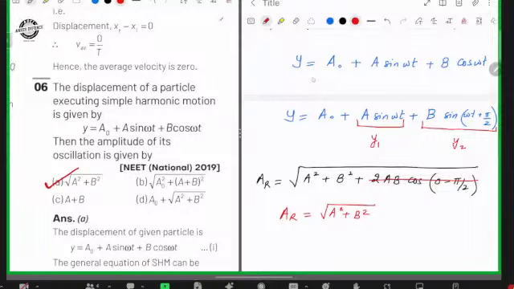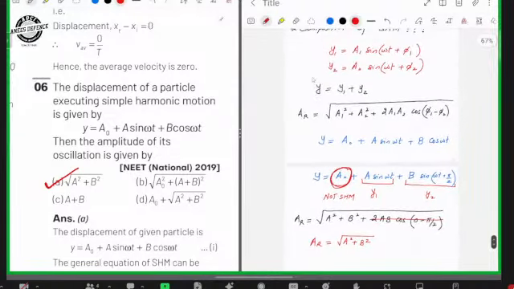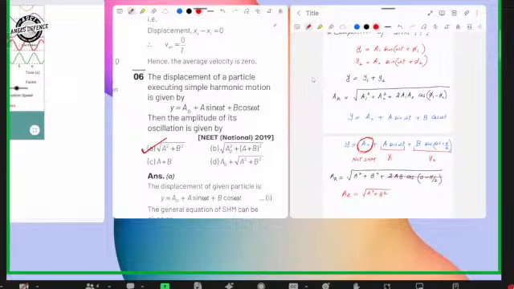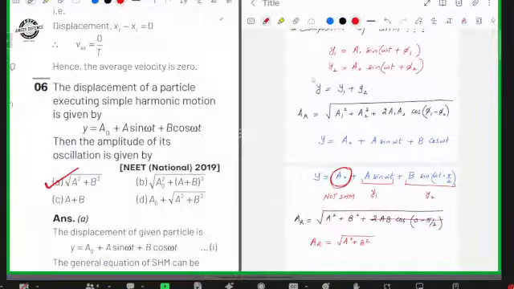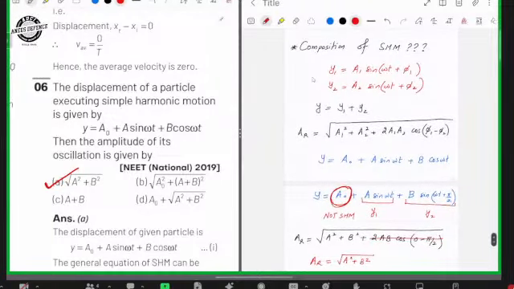Now you will ask why we leave A naught. Because this is not SHM; this is just a constant. Therefore, I won't take it into consideration. Only the SHM part of the equation can be considered. If it is not SHM, just leave it, because we are calculating the amplitude of oscillation. So only those terms which are oscillations will be considered. Since A naught is not an oscillation, we leave it. The rest of the two terms become two SHMs combined. Have you understood this?